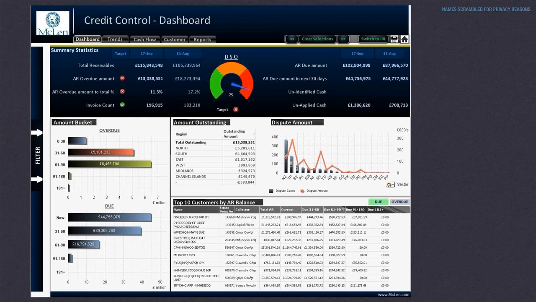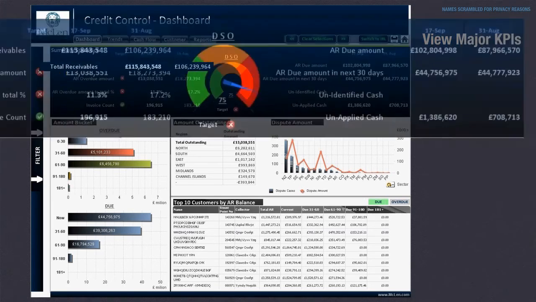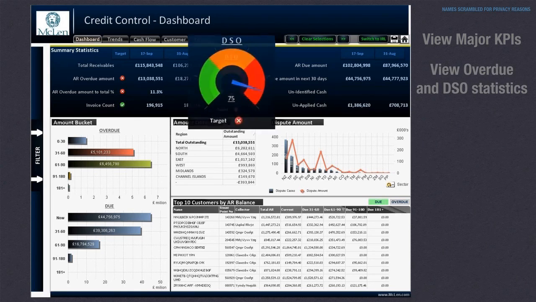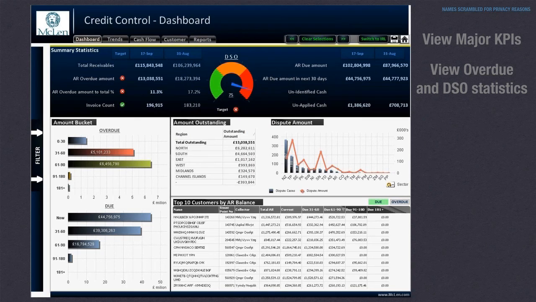As a credit controller, we can instantly see our total receivables along with other major KPIs. After reviewing these figures, your credit controller might see that your overdue receivables are at 13 million, which is 11% of the overall receivables figure, and way above the target of 4%. They check the DSO gauge and see that it too is above its target, showing a value of 75 days.